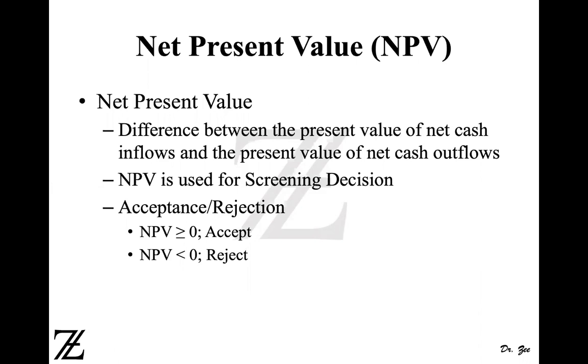Now, net present value is used for screening decisions. So if you have multiple projects and you want to narrow down your choices, say you have 10 projects and you want to know which projects qualify to invest in, you can use NPV. And then you can screen out the projects that are not desirable. So how do you screen out the projects that are not desirable? It's based on their calculated NPV.